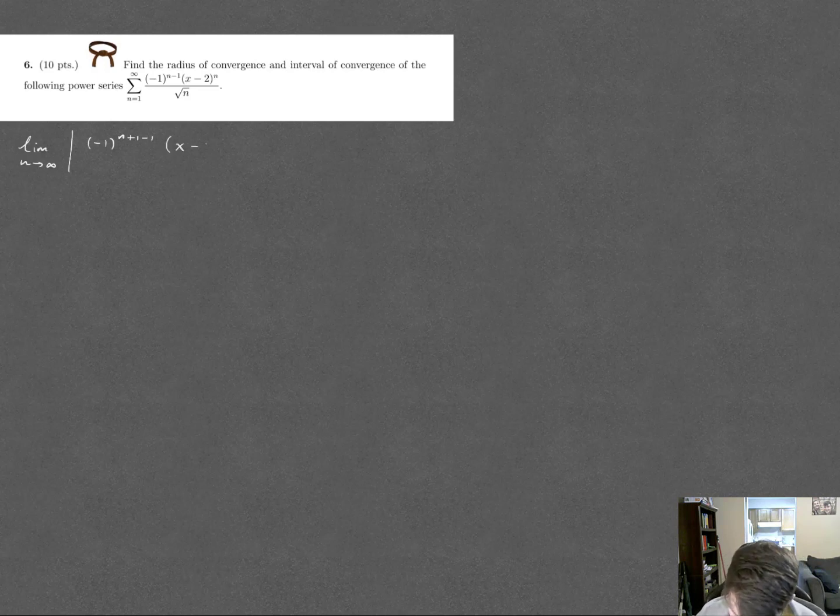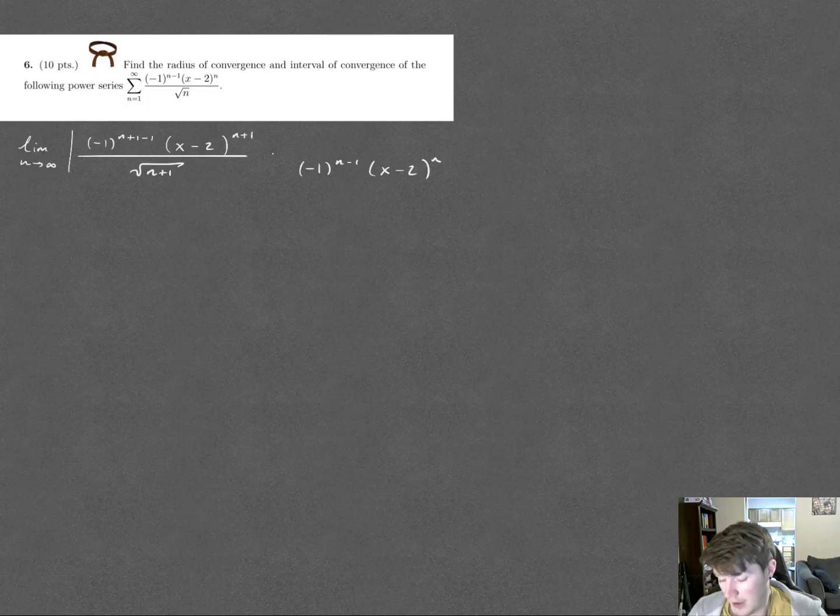So we have (-1)^(n+1-1) times (x-2)^(n+1) divided by the square root of n+1, times, again, we're going to multiply by the reciprocal of a_n. So in the denominator we have (-1)^(n-1) (x-2)^n, and this is being divided into the square root of n. So we have to do our cancellations.